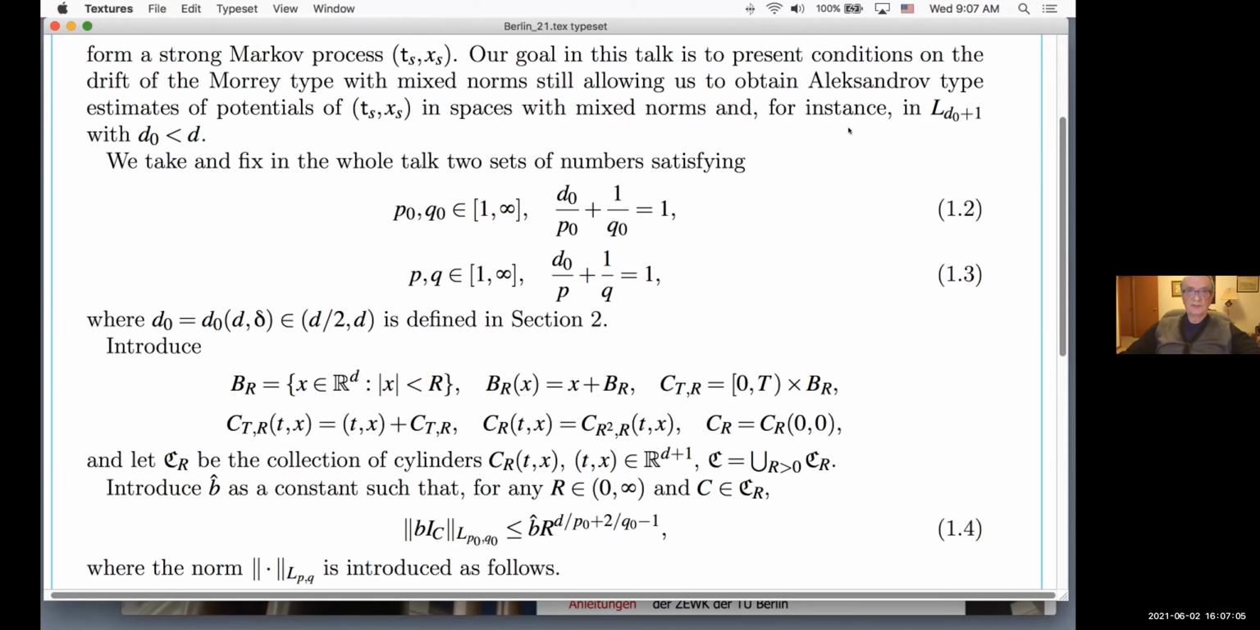For instance, when the function is just in L_{d_0+1}, where d_0 is less than d. If you know Alexandrov estimates, parabolic Alexandrov estimates are proved when the function on the right-hand side of the equation, or the function under the integral sign, is in L_{d+1}. They hold for degenerate or non-degenerate processes in a very large class of cases. In my case, I have a strongly non-degenerate equation, and this d_0 depends on delta.